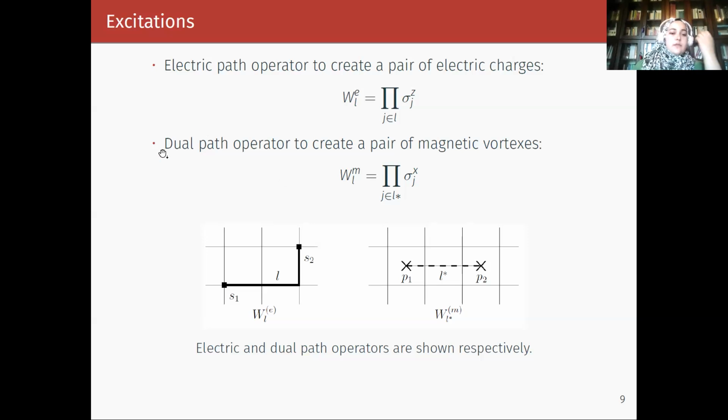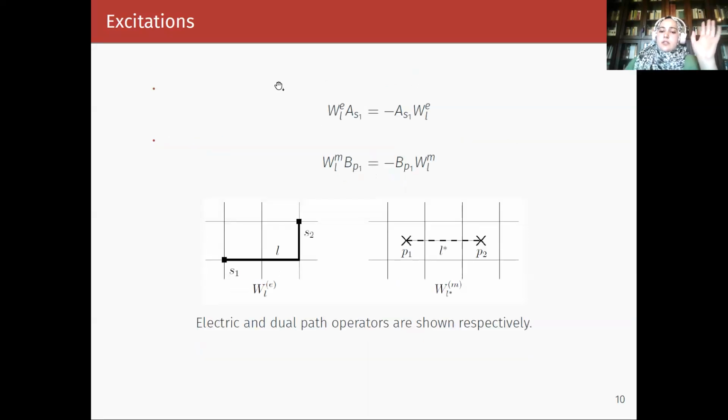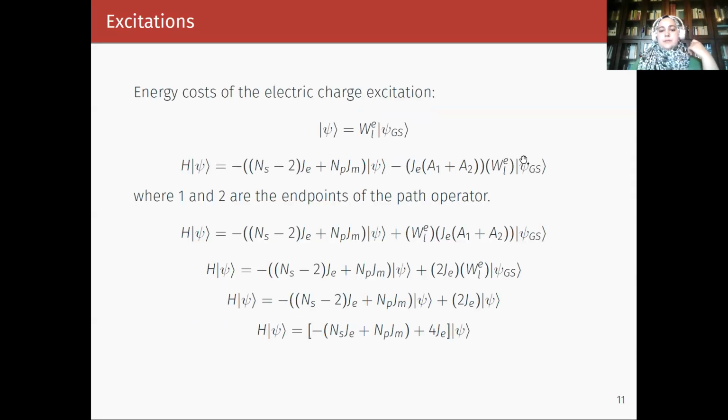So the same thing is valid for the dual operator. It consists of sigma x matrices, so it will commute with my star operator, but it will not commute at the boundary points with the plaquette operator. And again, it creates two particles at the boundary points, which we will call M particle. So these equations show the anti-commutation relation that I just said.